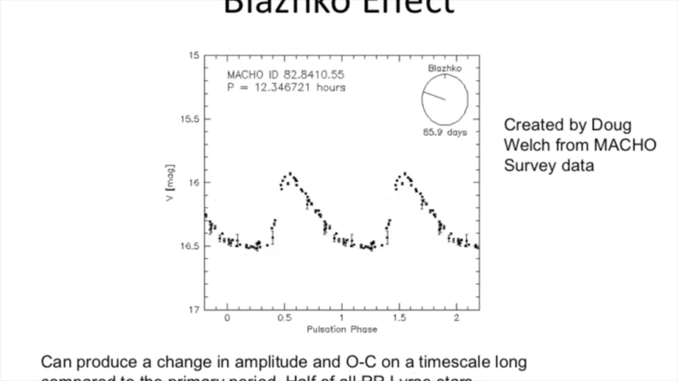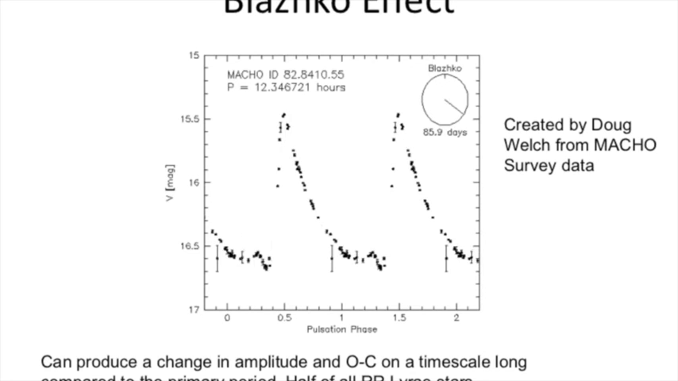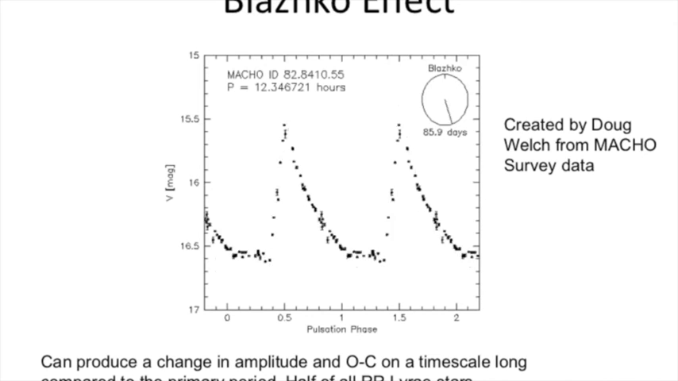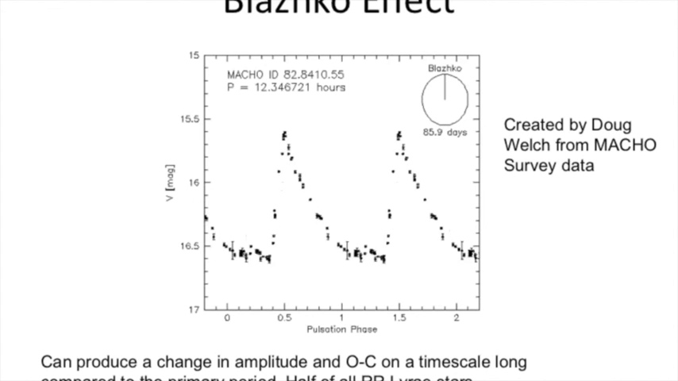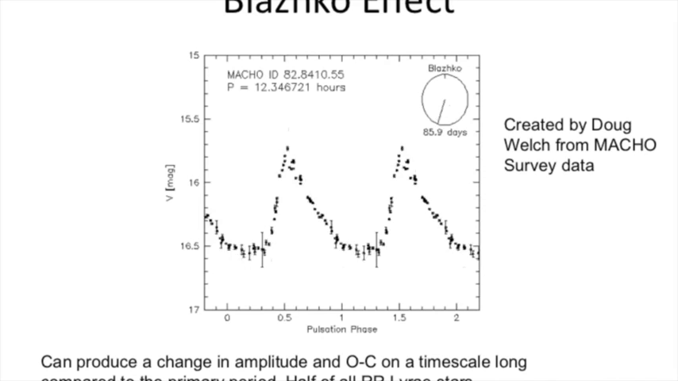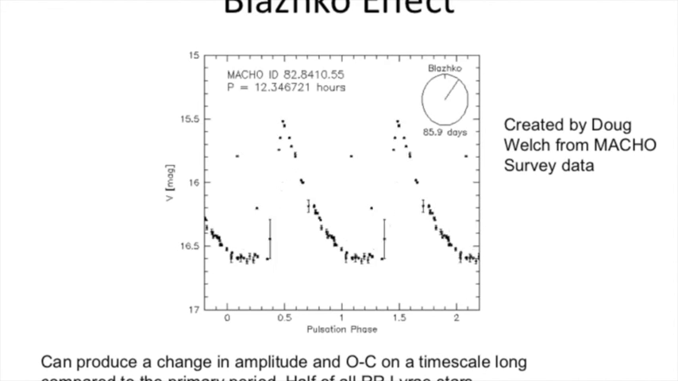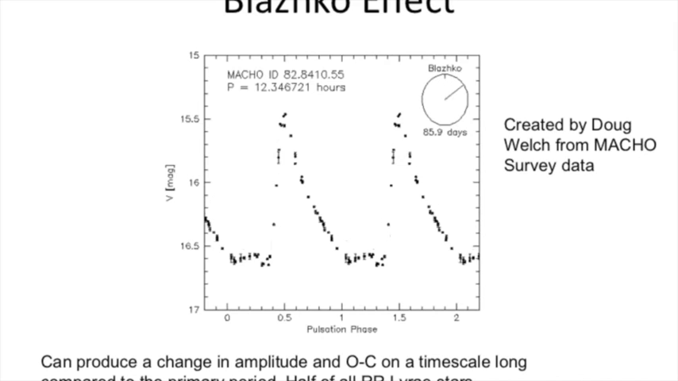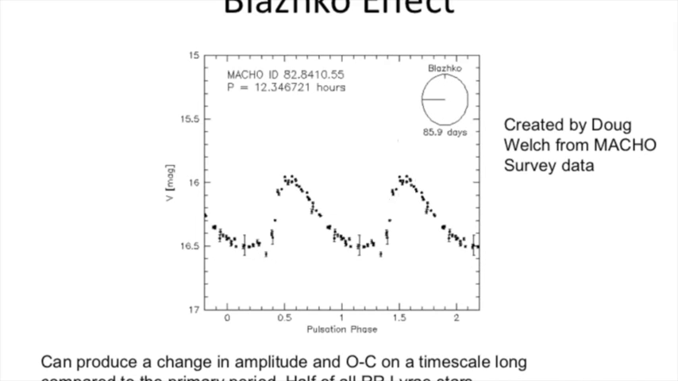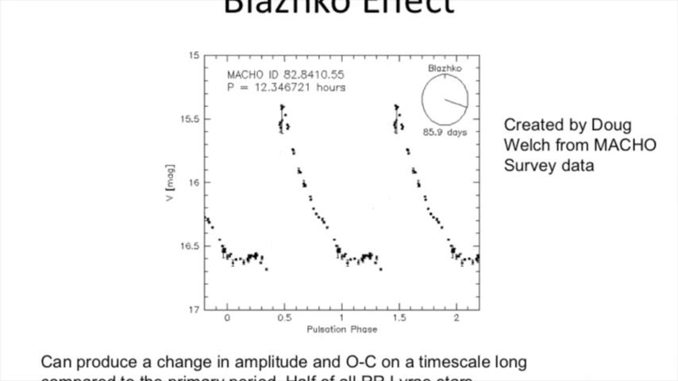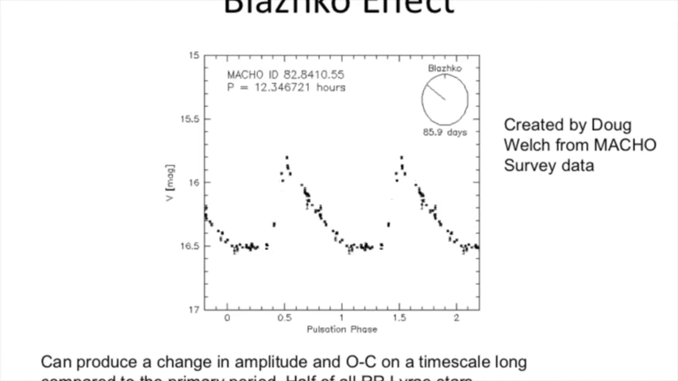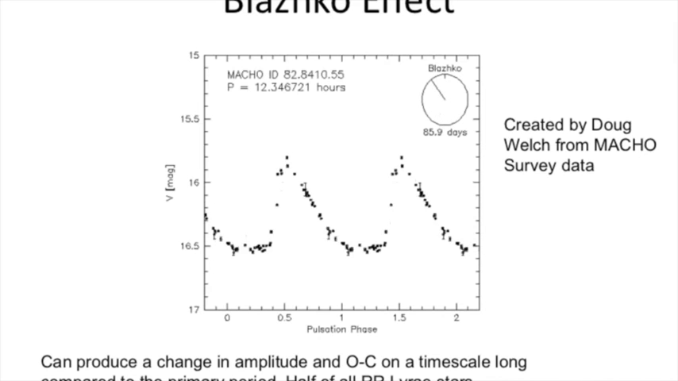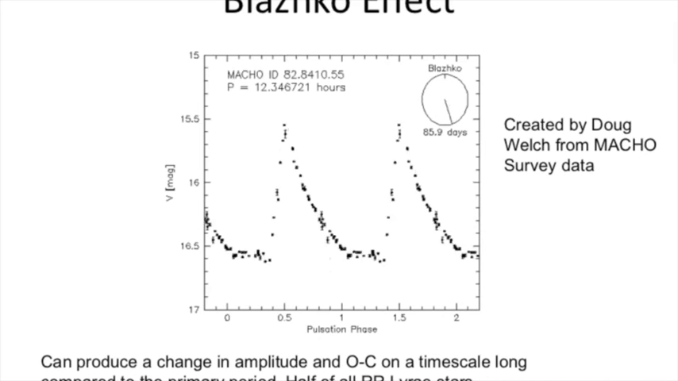The Blazhko effect, the final topic. This is from a diagram Doug Welch made from MACHO data. The Blazhko effect was first found in RR Lyrae stars. There are some similar phenomena now seen in other pulsators. The main period is about half a day, remember, but over a span of tens of days, the shape of the main cycle changes. And this can lead to variations in the O minus C diagram on that longer scale as well as the amplitude.